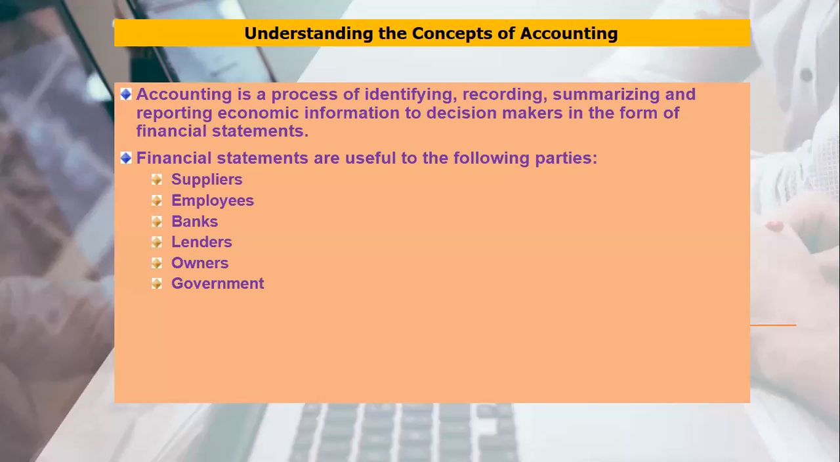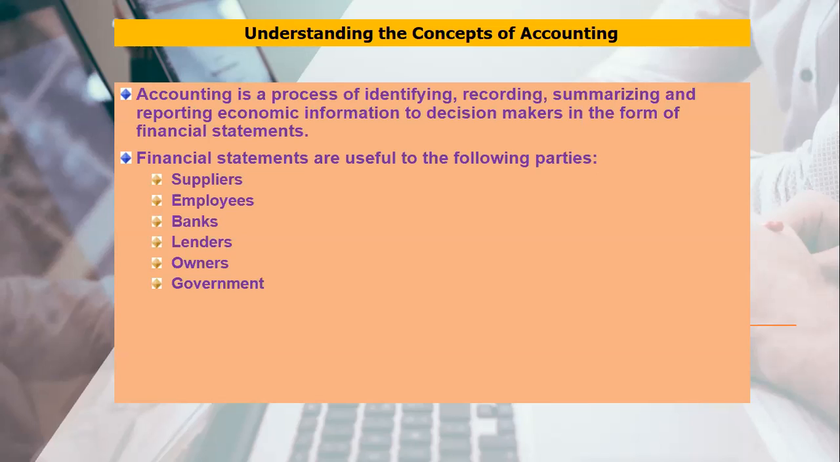Accounting is a process of identifying, recording, summarizing, and reporting economic information to decision makers in the form of financial statements. Each and every day, transactions need to be recorded in chronological order. This type of recording is called a journal. After the journal entries are prepared, we need to post each and every item of the journal entries under the appropriate heads. So it is called a ledger.